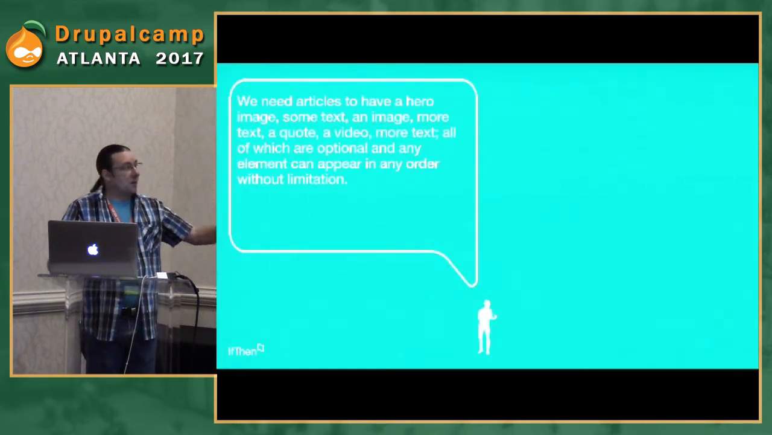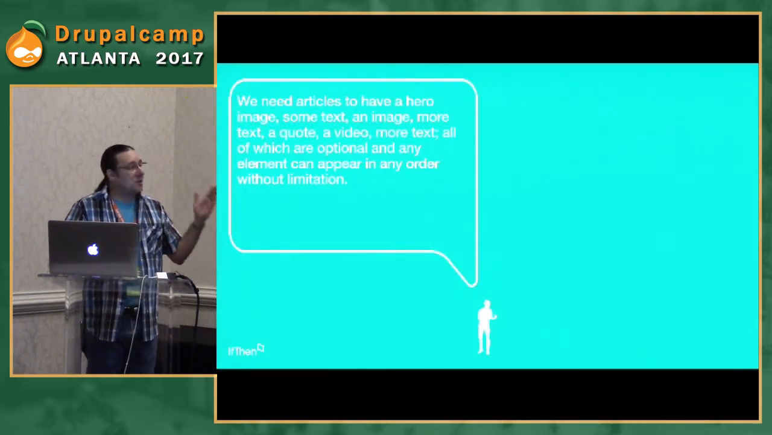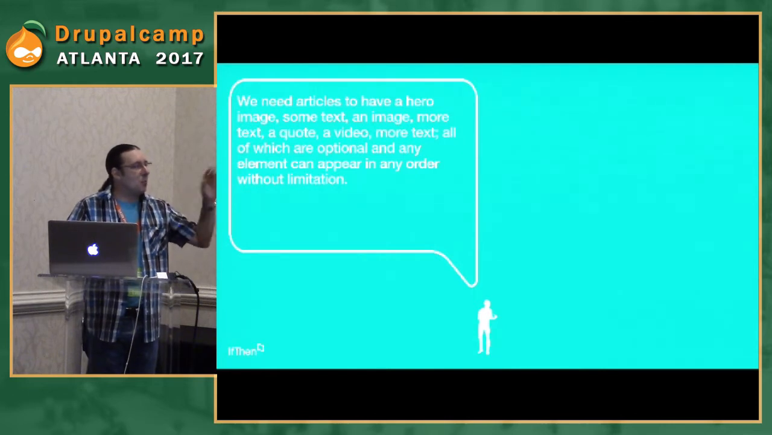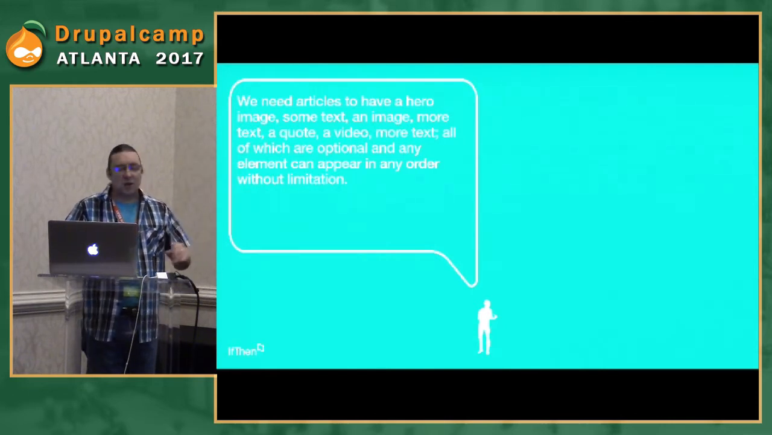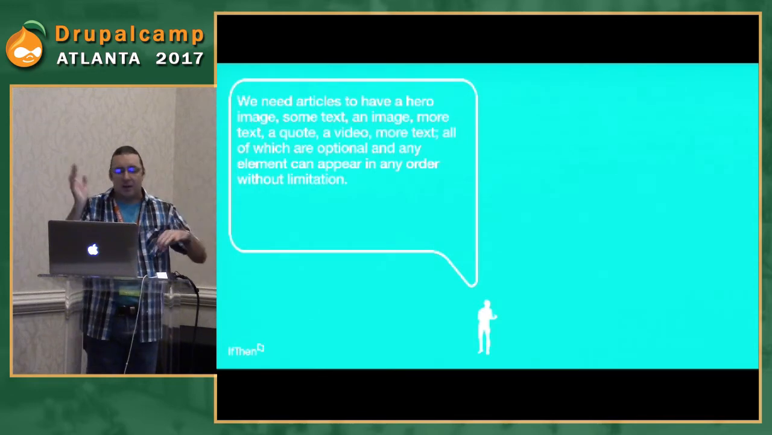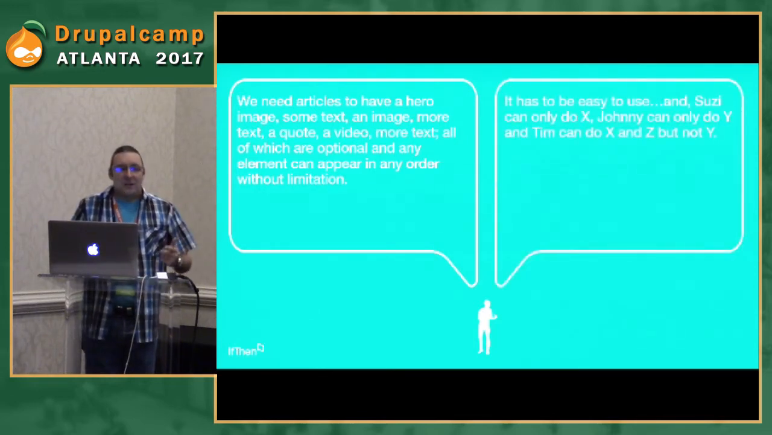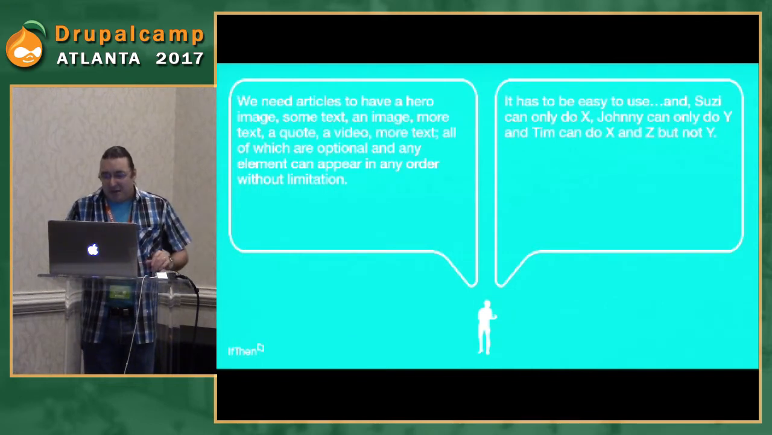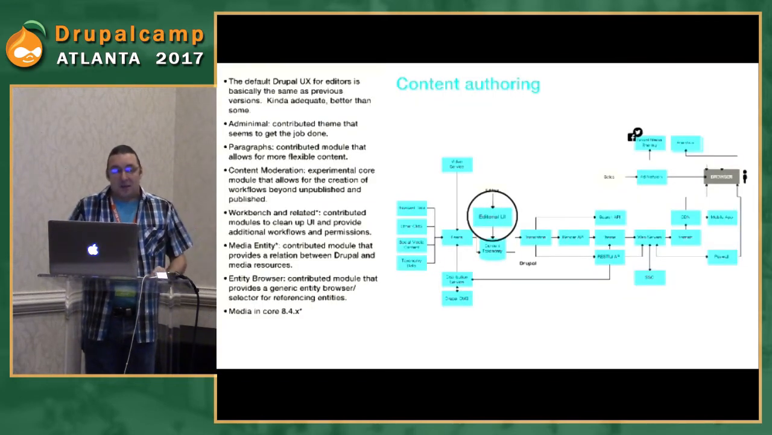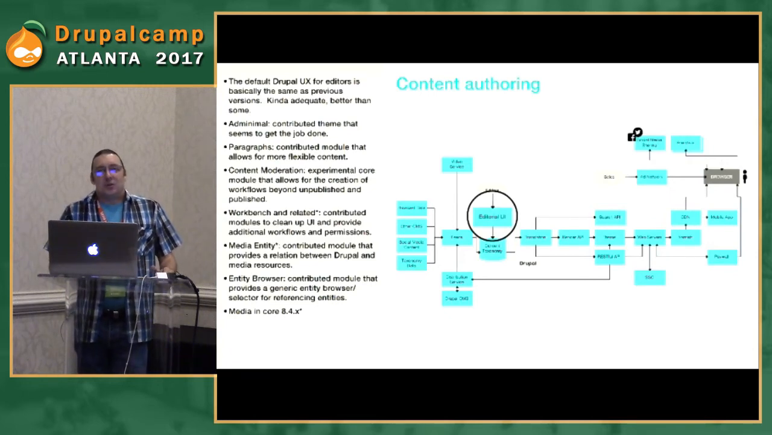So we're talking to the client, and they say, hey, our articles need to have a hero image, some text, an image, more text, a quote, a video, more text, all of which is optional and all of which can be arranged any way we want, no matter what. And it's got to be easy to use, and Susie can only do X, Johnny can only do Y, Tim can only do Z, but whatever it is, there are complicated requirements that come along. So in the realm of content authoring, the user experience for Drupal is not really that much different than it was in Drupal 6 and 7.